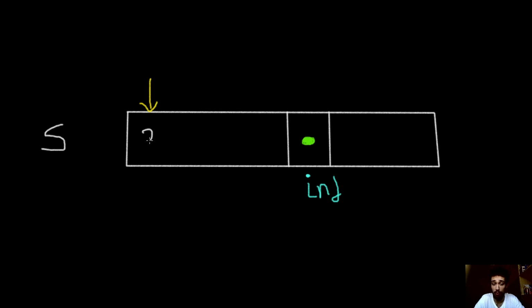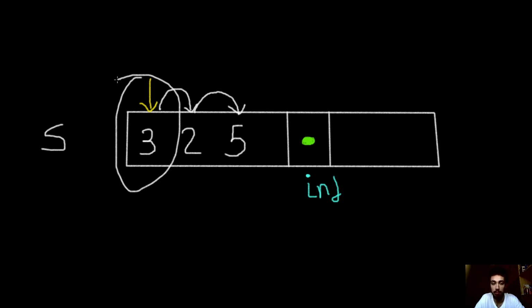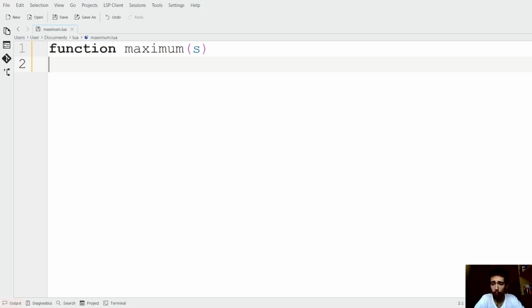So, for instance, suppose that the first index holds the value 3. Then we do this loop and go to the next position. Here we have a 2. We evaluate: is 2 greater than the actual maximum? No, so we continue. Now we go to the next value. Suppose here we have a 5. We do the evaluation: is 5 greater than the actual maximum? Yes. So in that case, we update the value of the maximum to be 5 and the index to be this index here. This is going to be done iteratively over the whole sequence. So this is the approach that we are going to follow.